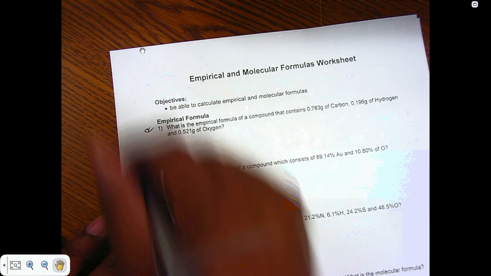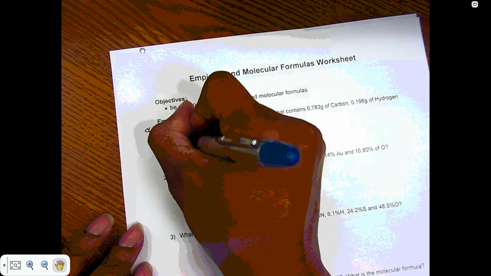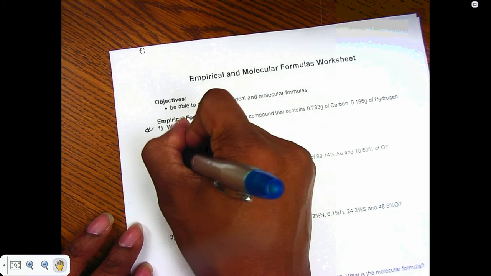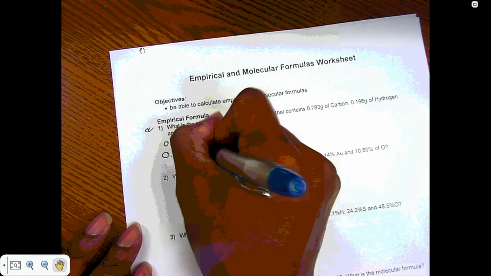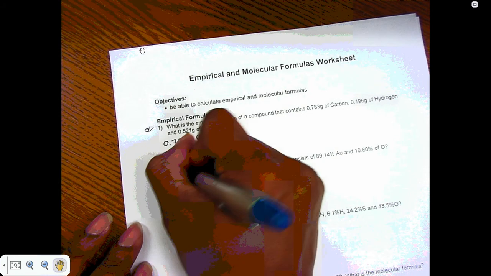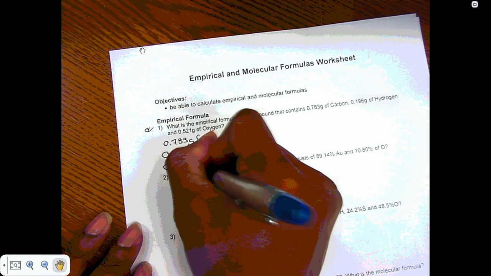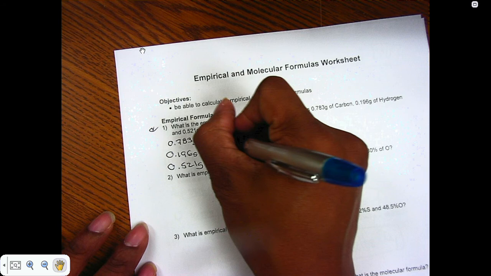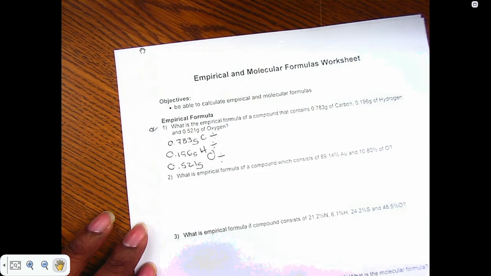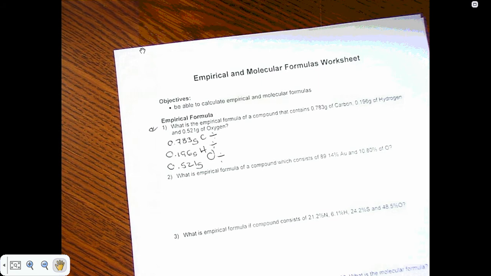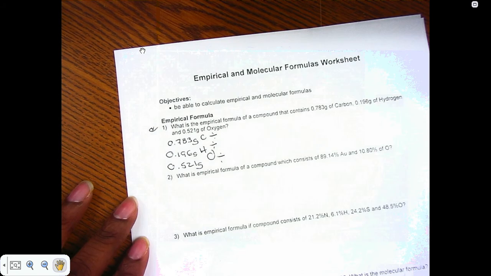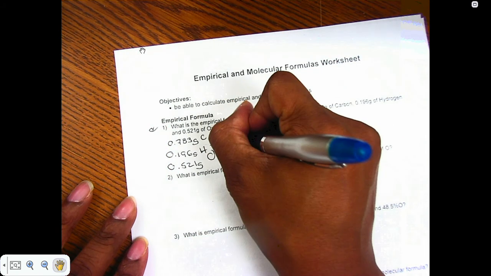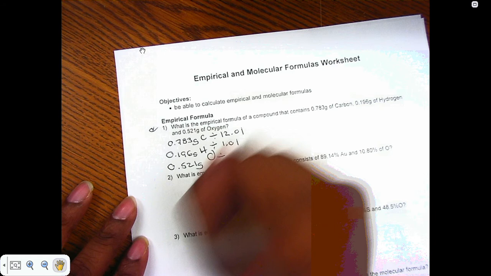You're going to apply step 2. So you're going to take your 0.783 grams of carbon, your 0.196 grams of hydrogen, and your 0.521 grams of oxygen. I hope I said it in the right order. And then you're going to divide them by each respective molar mass, the molar mass of the monatomic species, not the diatomic. So for carbon, it will be 12.01. For hydrogen, 1.01. And for oxygen, it will be 16.